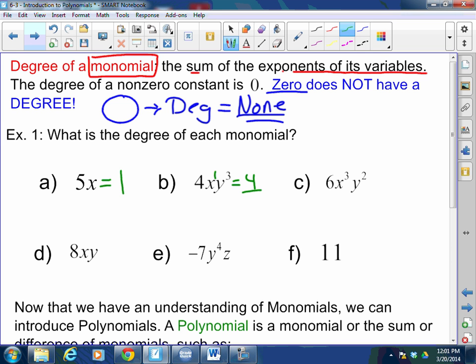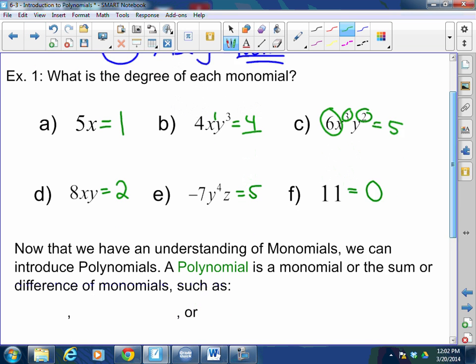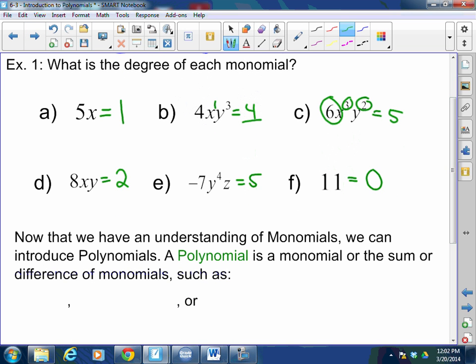C. What is the degree of C? 5. 3 plus 2 is 5. Remember, the degree of 6 is 0, so it does not count for degree. D. What's the degree? E. What's the degree? F. What's the degree of 11? 0. Very good. No, you cannot put none.